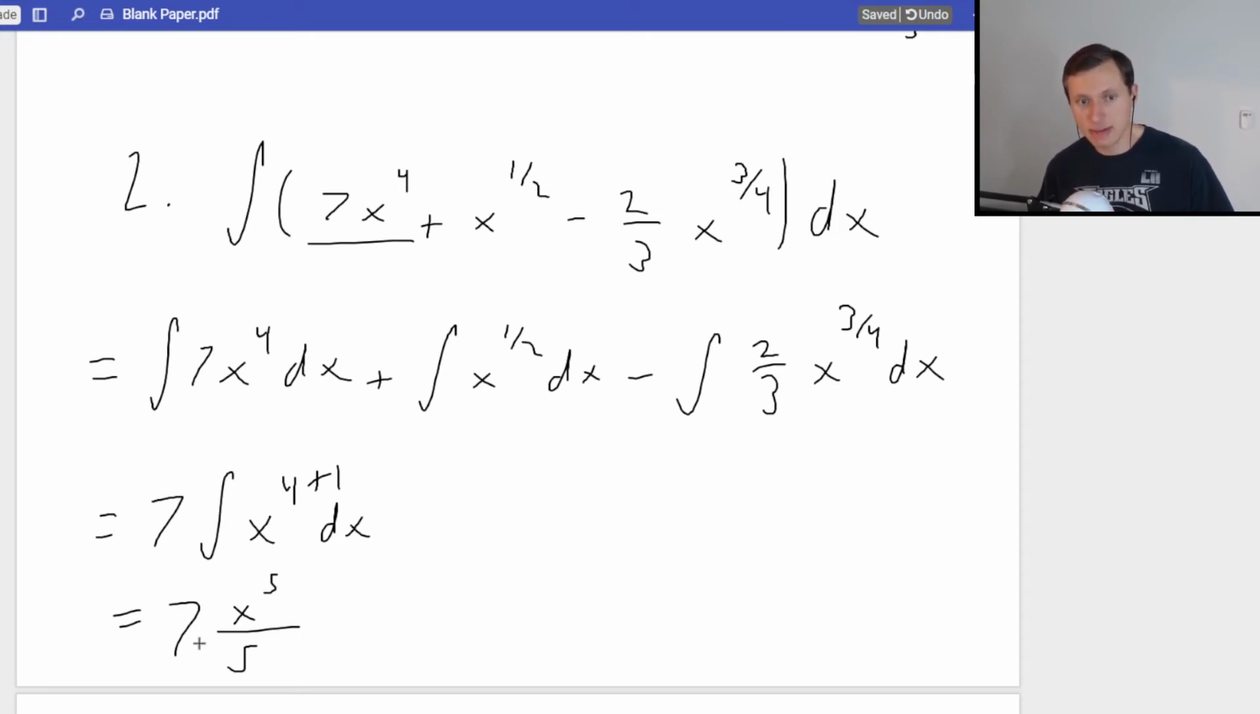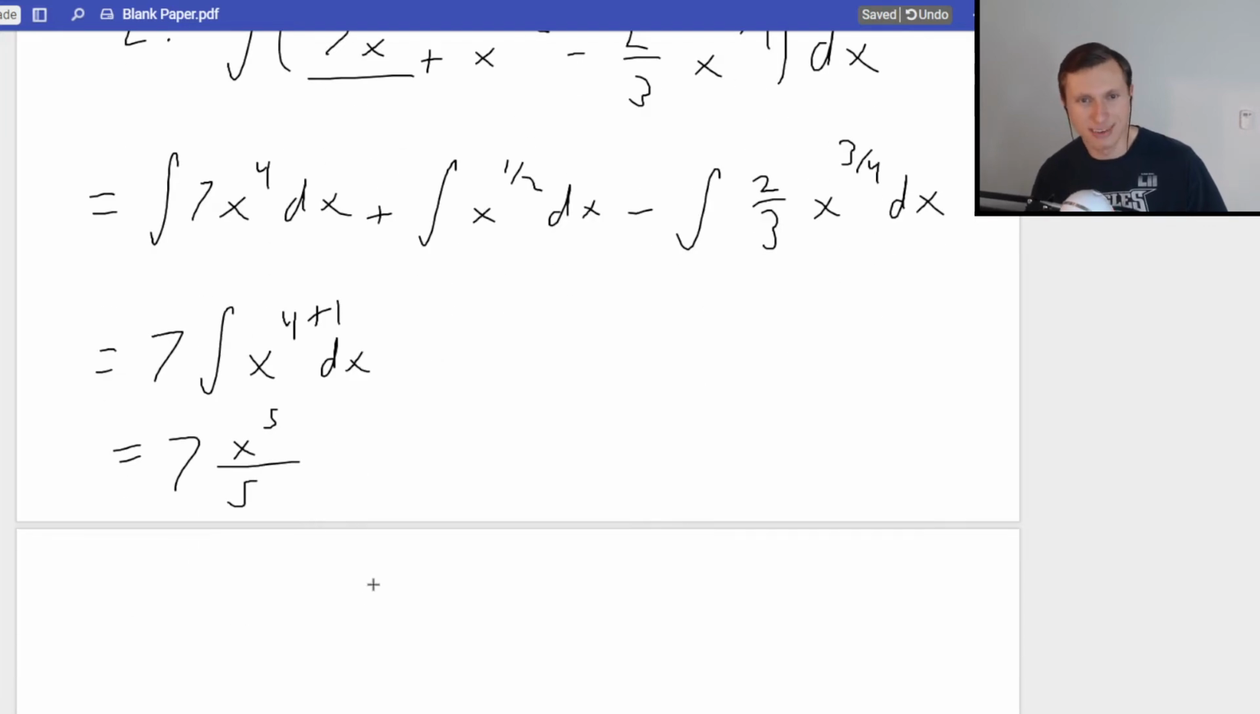This is the integral, 7x to the 5th over 5. We're about to do a bunch of these today, so get used to the power rule if you don't remember it. Okay, that's it for the first one.